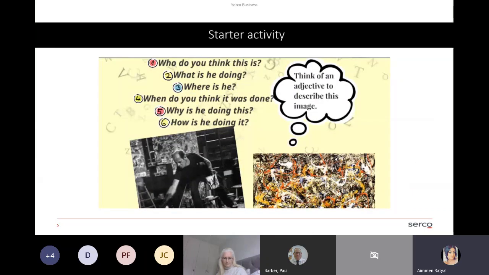So your starter activities, the 5 W's. You've got two pictures up. So the black and white picture, who do you think this is? What is he doing? Where is he? When do you think it was done? Why is he doing this? And how is he doing it? Do we have any answers? Feel free to put some answers on the chat if you want to any of those questions, or all of them if you want.